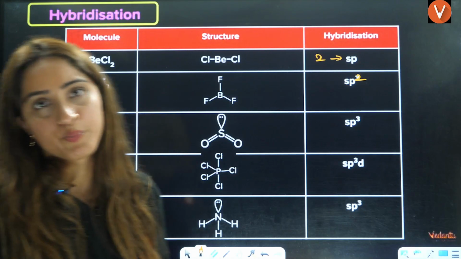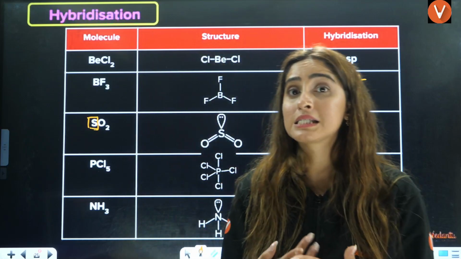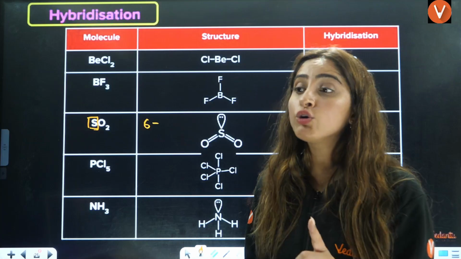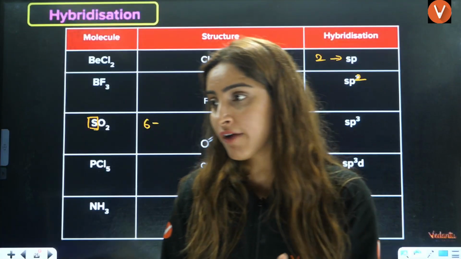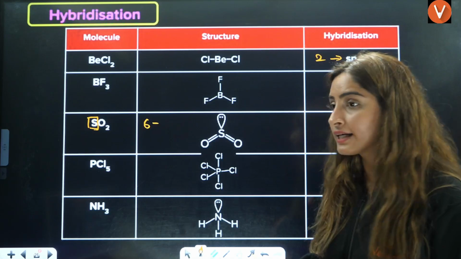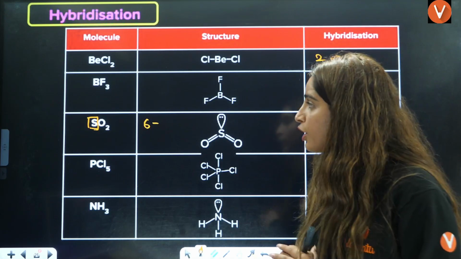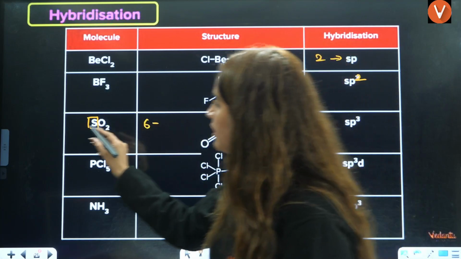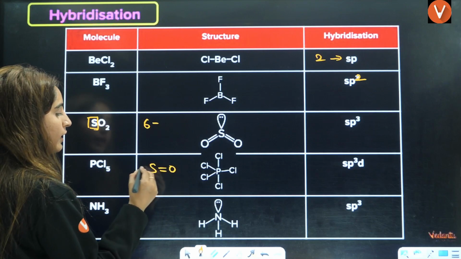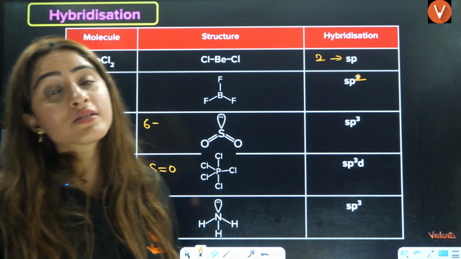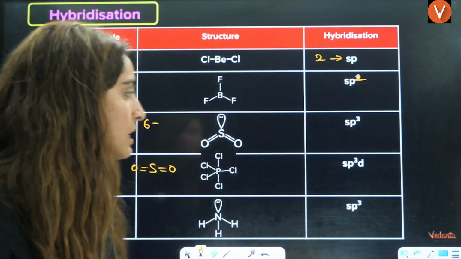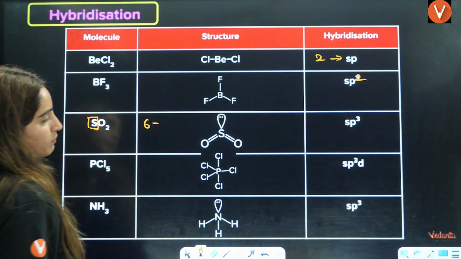Sulfur belongs to which group? Sulfur belongs to group number 16. That means the outermost electrons are 6. We know that oxygen, if it does not have any negative charge, is forming multiple bonds. So can I say SO2 must be something like this? I'm just drawing randomly here, double bond and double bond. Because if oxygen is not negatively charged, it is definitely a double bond, right? So here it is a double bond.